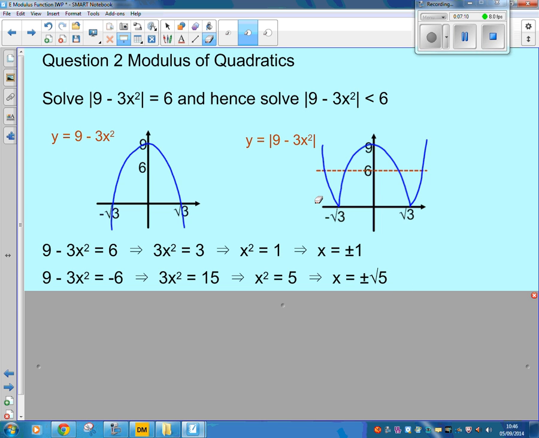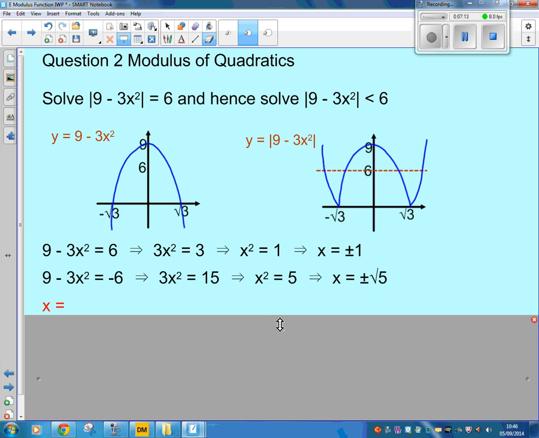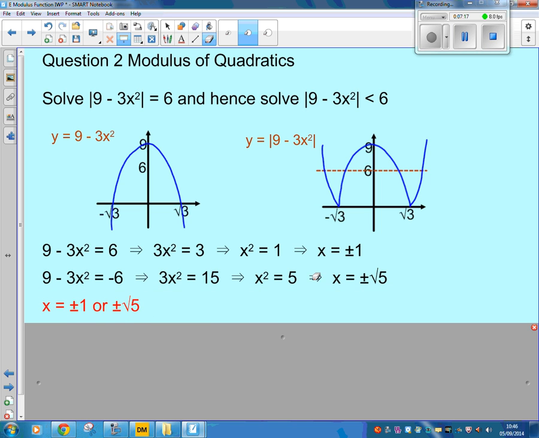Now the next bit is really important. For this part, actually, the next bit is easy. You just write down the answers. x is plus or minus 1, plus or minus root 5. But when you look at an inequality, it's really important to actually get the things in the right place. So let's decide where everything is. Root 5 is 2 point something. So root 5 is more than 1. So that's going to be the root 5 value for x there. Here is where x is 1. Here's where x is minus 1. Here's where x is minus root 5. So x is minus root 5, minus 1, 1, root 5.